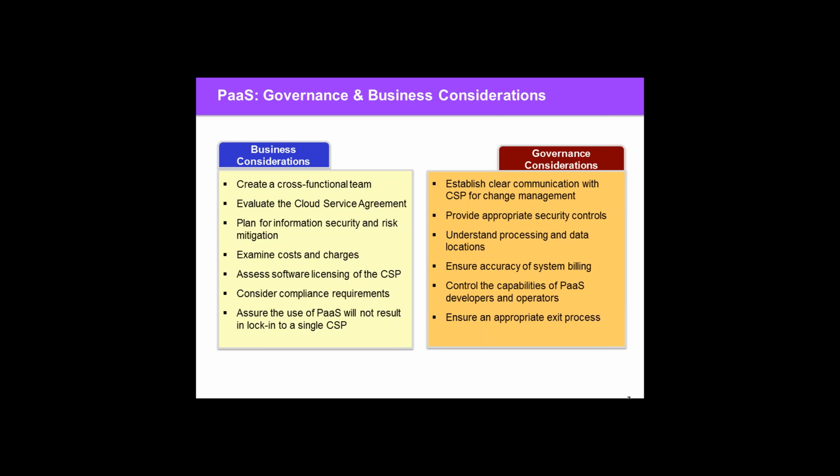On the governance side, you need to worry about things like having a clear communication path between your organization and the provider, particularly when it comes to change management, because in many cases, changes will be done by the cloud service provider, and they may be doing it on a regular basis. You will not necessarily have control over all of the elements of the system. You want to know from the provider when changes are going to be made so that you can plan and deal with them appropriately. You need to be sure that all the right security controls are in place for handling your applications and your data.